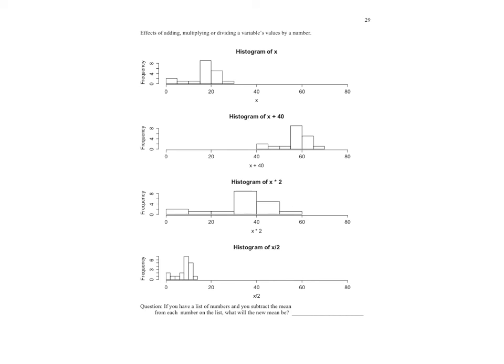And at the bottom, there's a question: if you have a list of numbers and you subtract the mean from each number on the list, what will the new mean be? So subtracting is, well, sliding it in the other direction. If we slide it over by the amount of the mean, that means it's going to be centered at 0. And we had a question on the last homework assignment where you actually worked through those calculations.